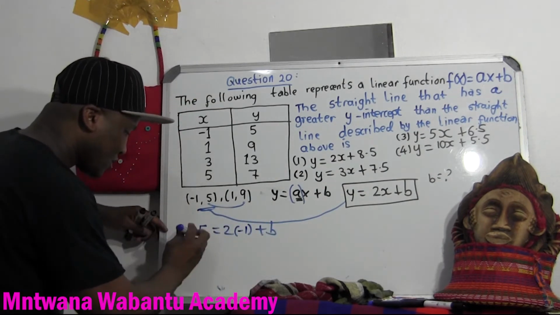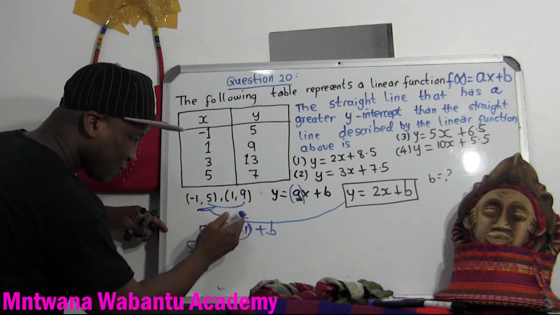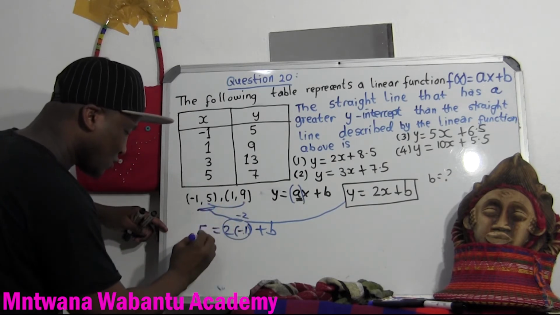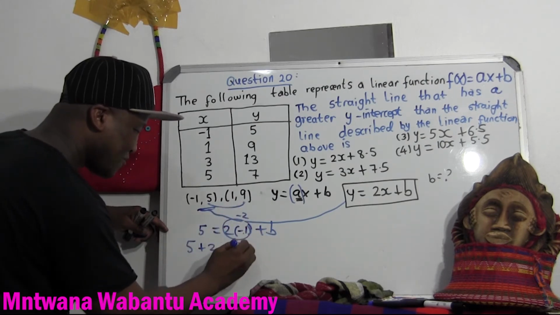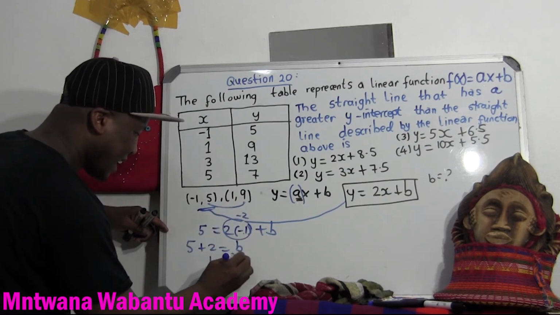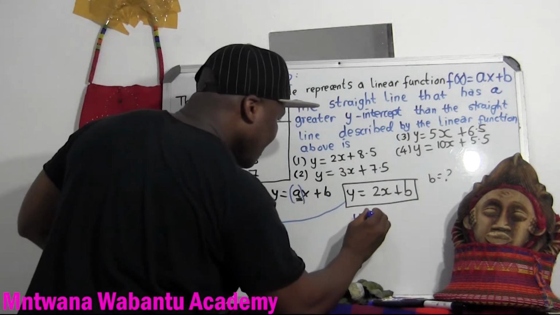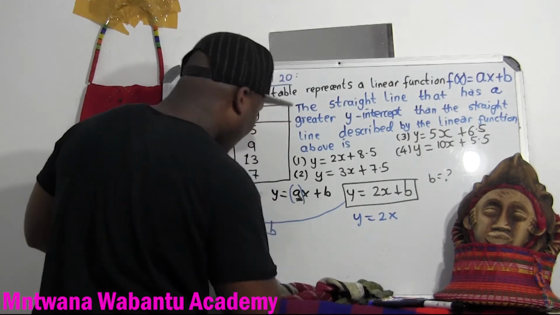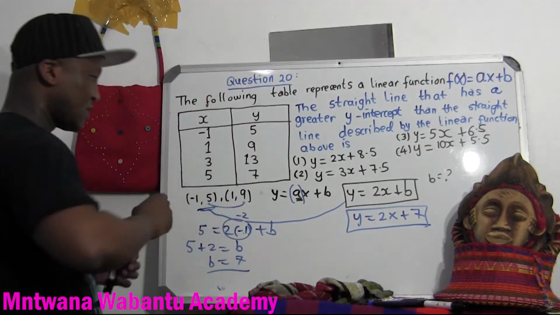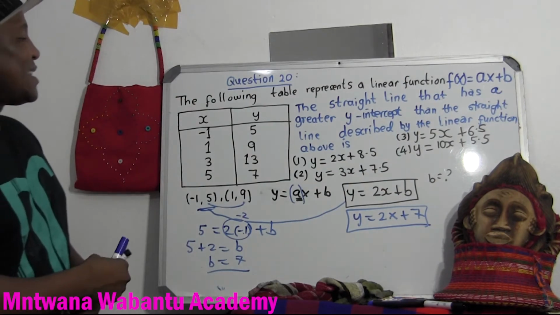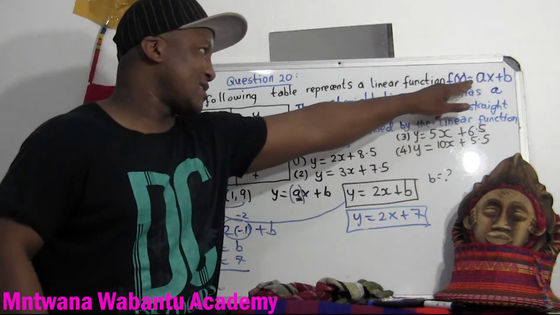So this is going to be 5. 2 times negative 1 is negative 2. When you take it over, it becomes positive 2. So 5 plus 2 equals, since everything went over, we'll be left with only b. So b equals 7. And b represents the y-intercept, which equals 7. So y equals 2x plus 7. We got the value of b equal to positive 7. Now, since we got the equation of the line, this is that.